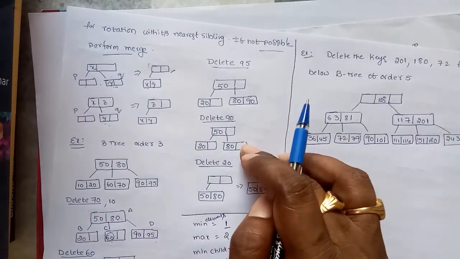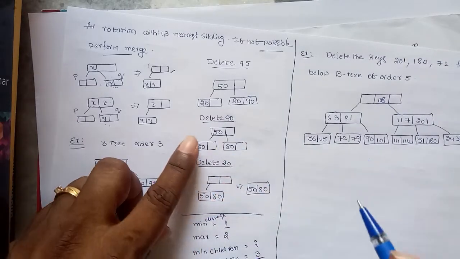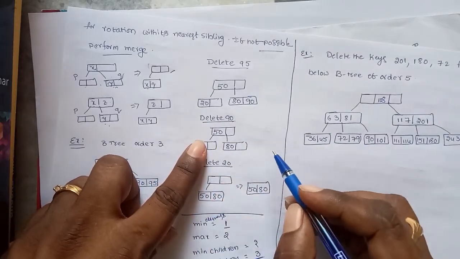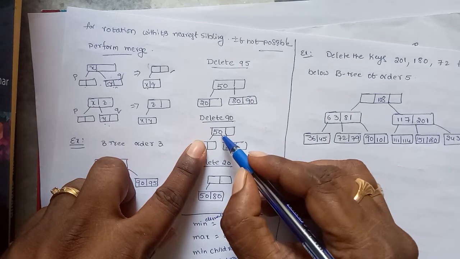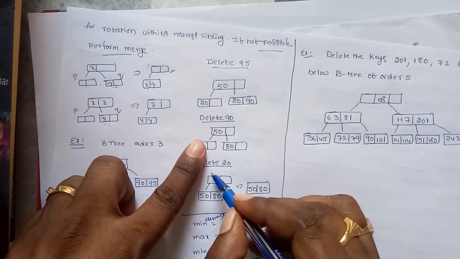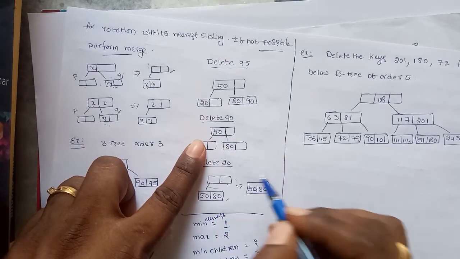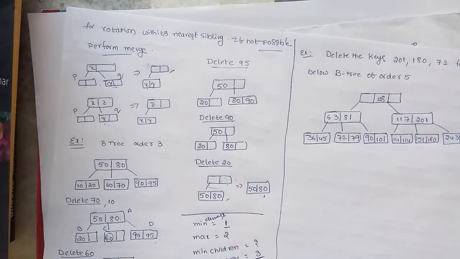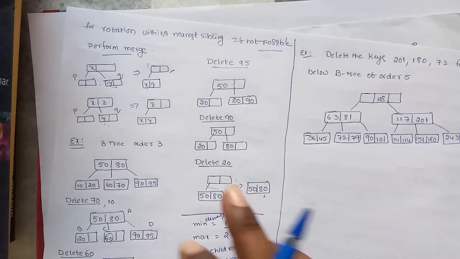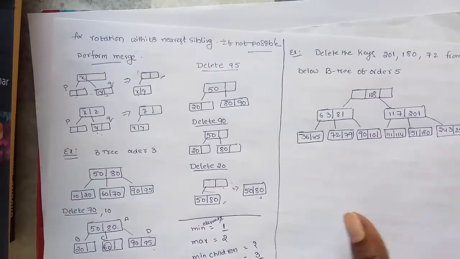Suppose delete 90, simply delete 90. Delete 20. By deleting 20, simply perform merge operation. Now the parent is deficient, so it is converted into this one. This is the B tree deletion.